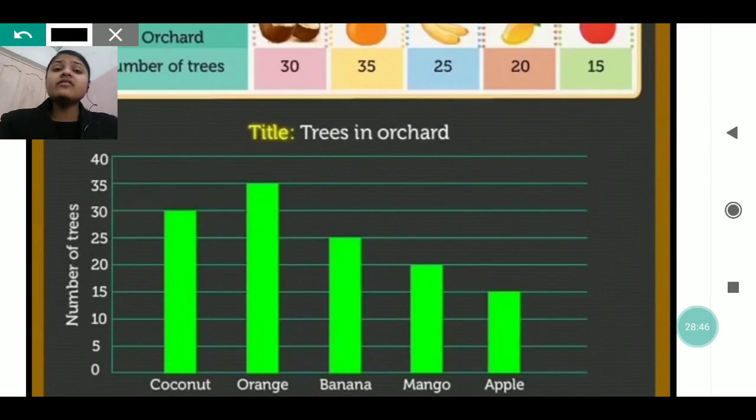See, that is what we have discussed about the pictograph. Okay, now I'm going to discuss the bar graph. A bar graph is also a pictorial representation, but here we don't have to draw pictures, we draw bars. And bars can be drawn in both ways. Either you can draw horizontal bars, or else you can draw vertical bars.